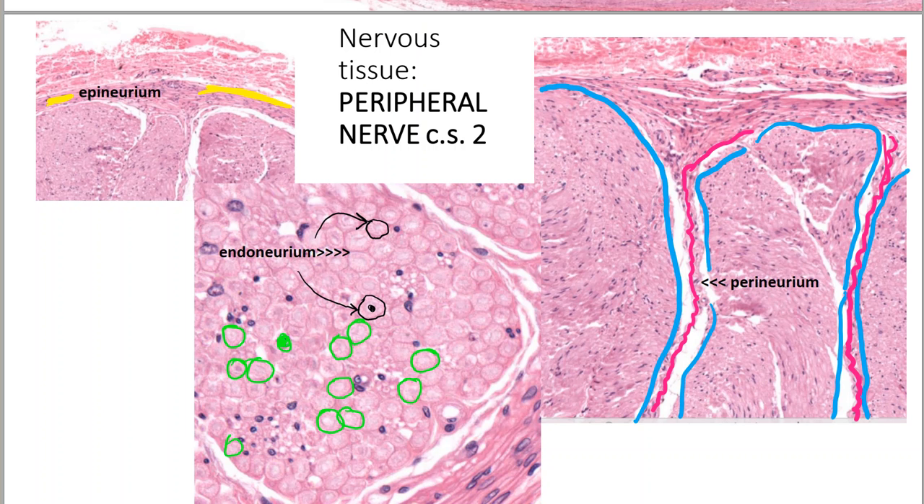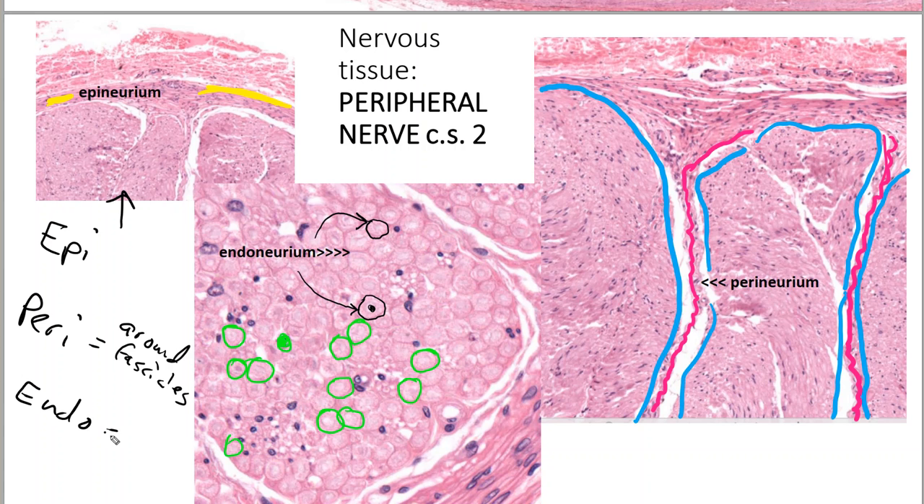Just kind of understand, again, the epi is outer, the peri is around fascicles, right? And the endo is around axons. Around axons. And this is the outermost wrapper around the whole dang thing.